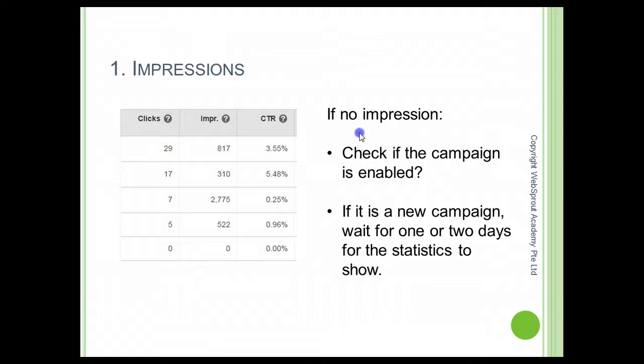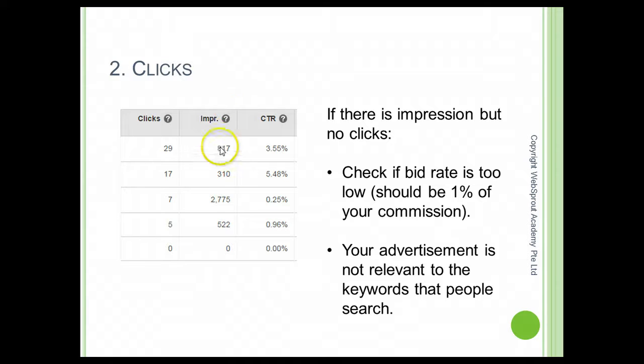Okay, now the next checkpoint is, if you have impression, does your campaign have any clicks? Some campaigns have impression but no clicks, so these are the things you should check. If your campaign has impression but no clicks, the first thing you should check is whether your bid rate for the keywords is too low.